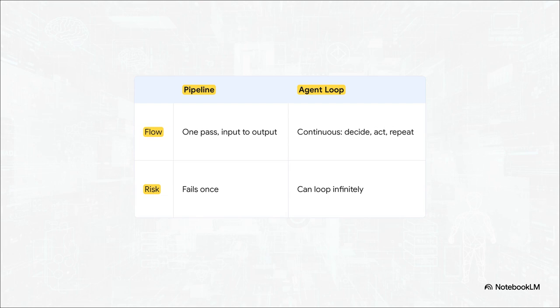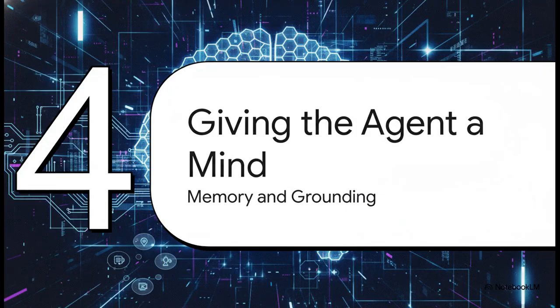That's exactly why those safety caps we put in our engine are absolutely non-negotiable. All right, so our agent is safe and it can act. Now for part 4. Let's give the agent a mind, using memory and something called grounding.